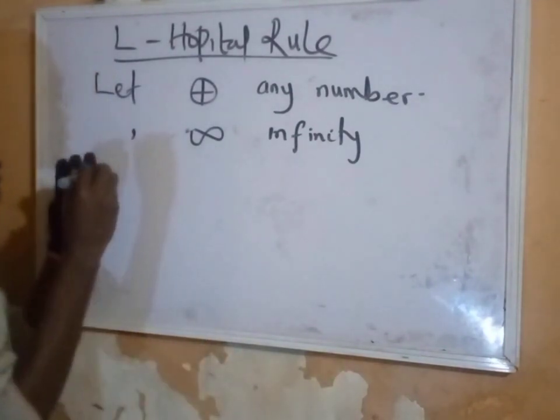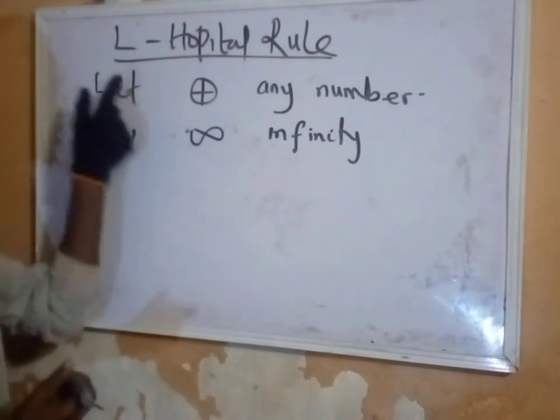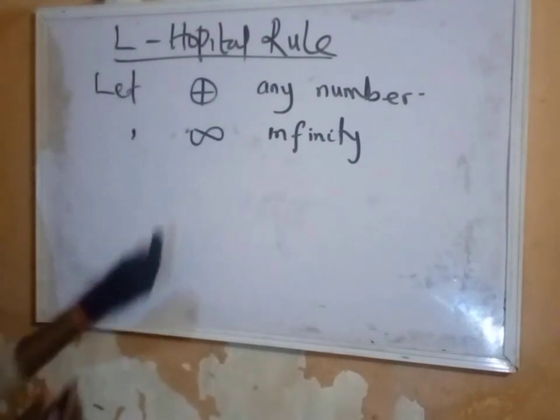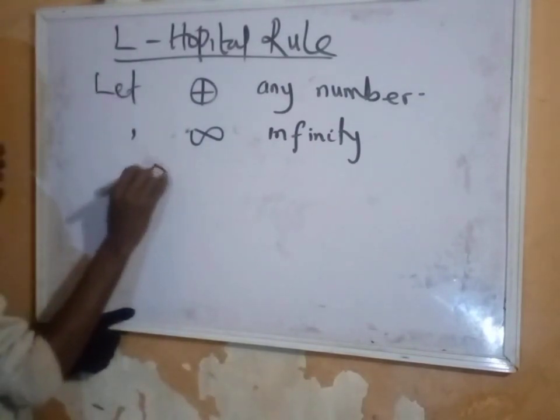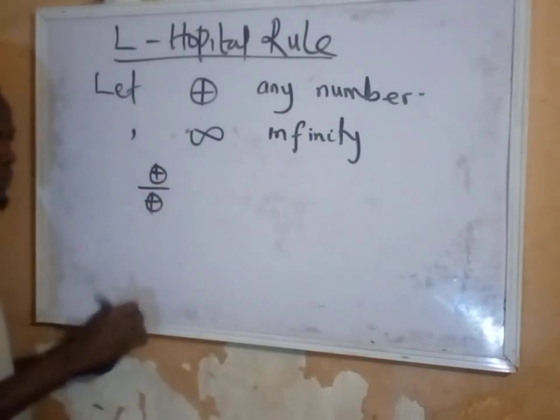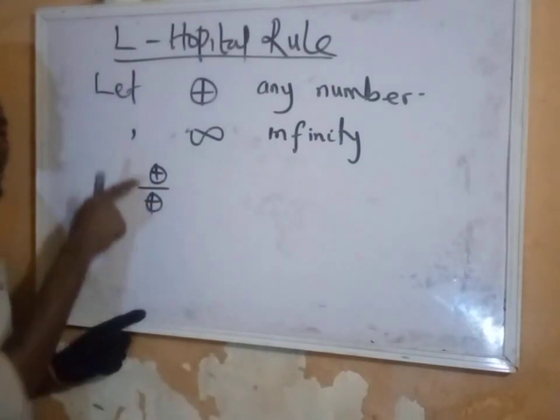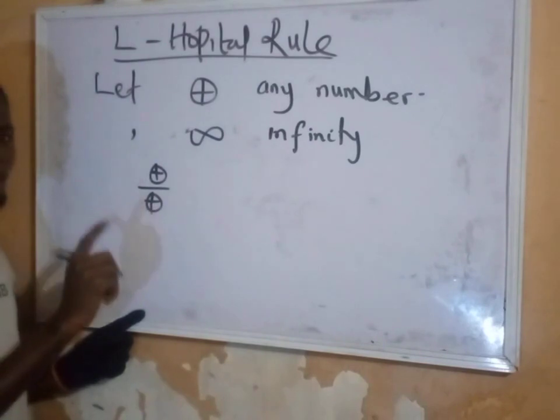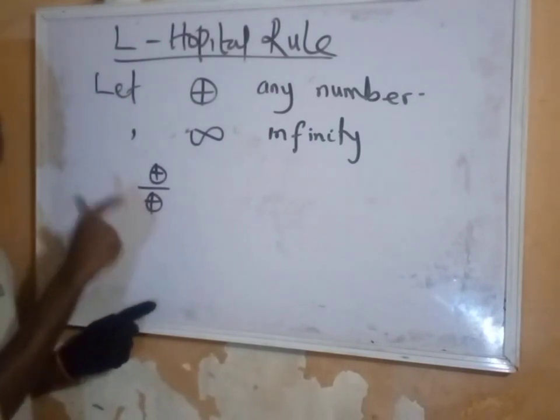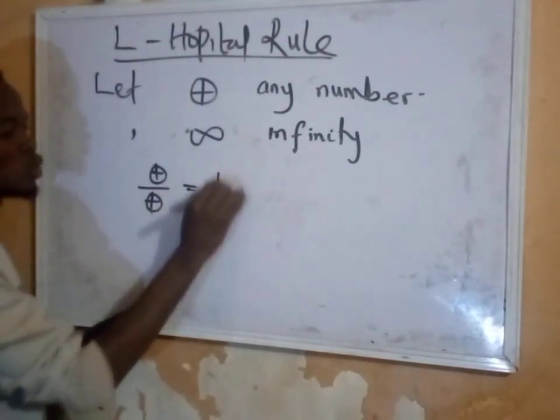So what are the things that connect this infinity and any number together? Suppose you have any number divided by any number, where both are 0 and 0. I'm not talking of other numbers. If these two are 0, then we have this thing to be undefined.